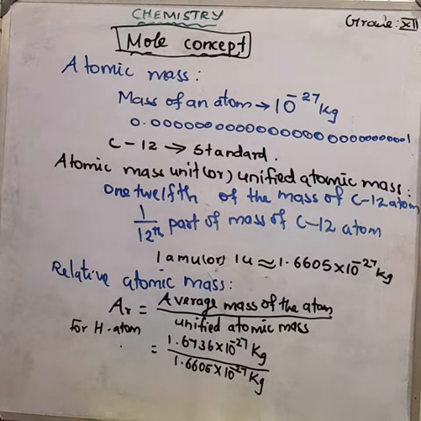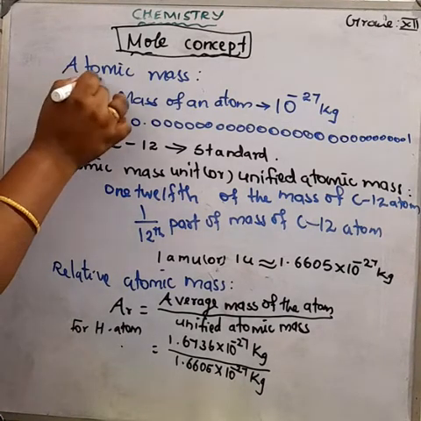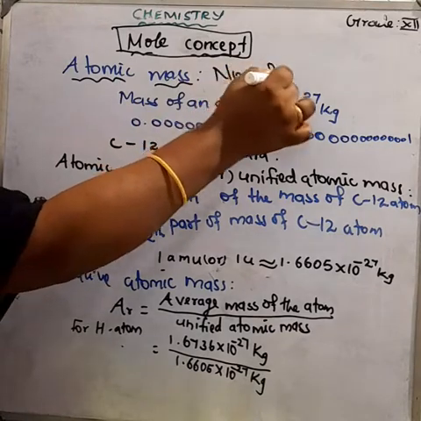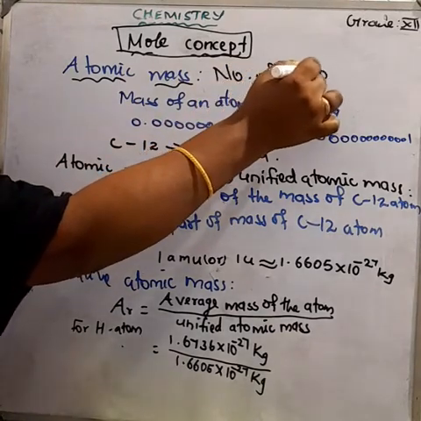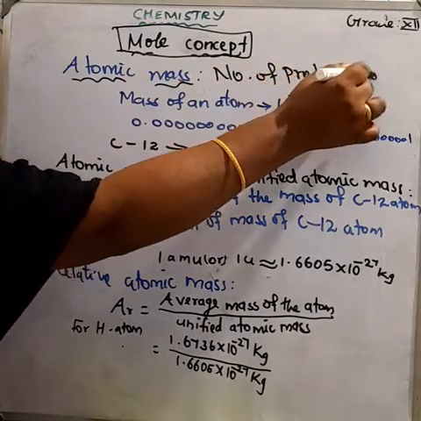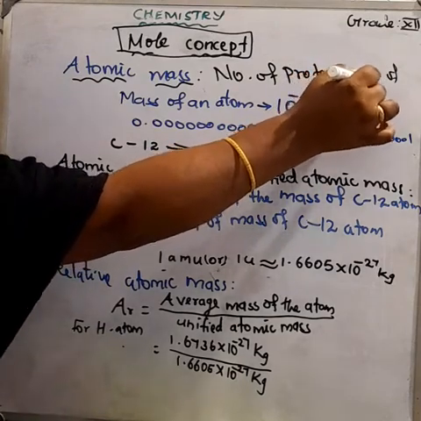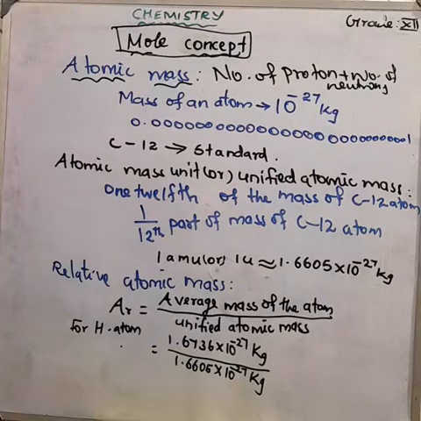In last class we studied about atomic mass and molecular mass. Atomic mass means number of protons plus number of neutrons. The atom consists of three fundamental particles: proton, neutron and electron. Electrons revolve around the nucleus, and protons and neutrons are present inside the nucleus. That is called nucleons. That's all we studied.